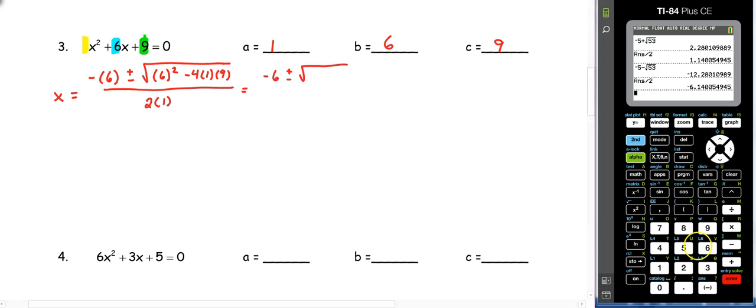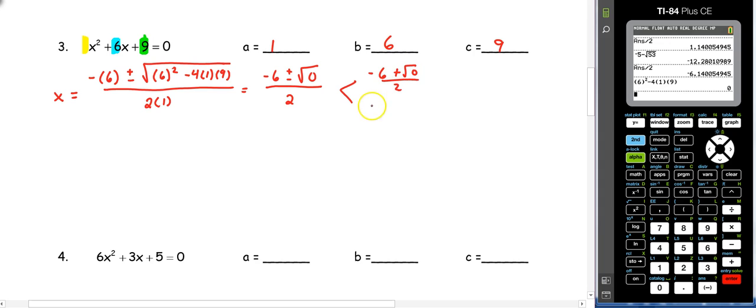So we're going to type what's under the square root into the calculator. So parentheses 6 squared minus 4 times 1 times 9, which gets us 0, all over 2 times 1, which is 2. Now, notice when we have a 0, remember that we're only going to get one solution, but we're going to still split this apart. So negative 6 plus the square root of 0 over 2, negative 6 minus the square root of 0 over 2.